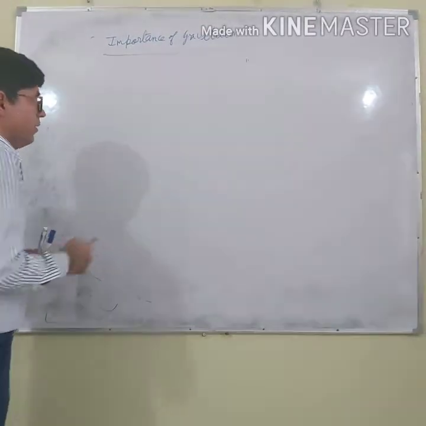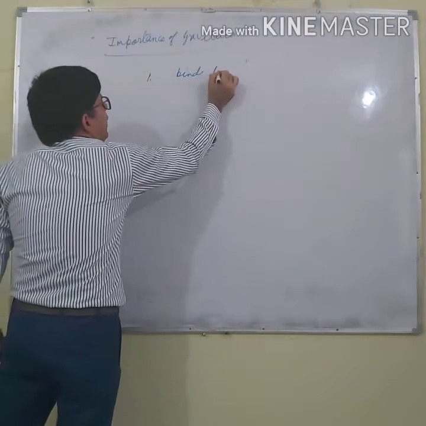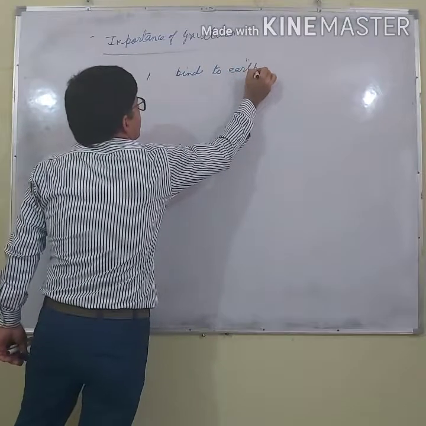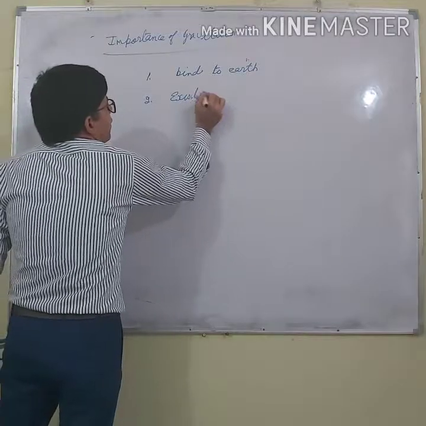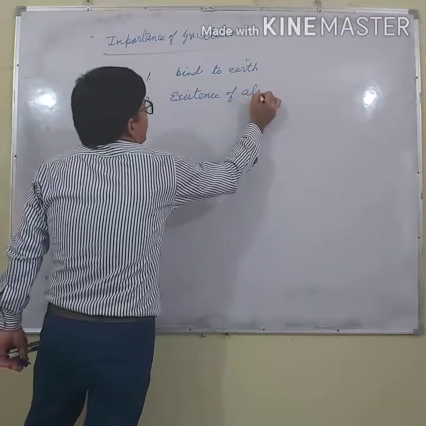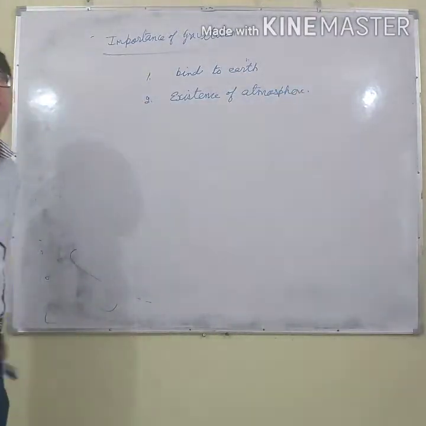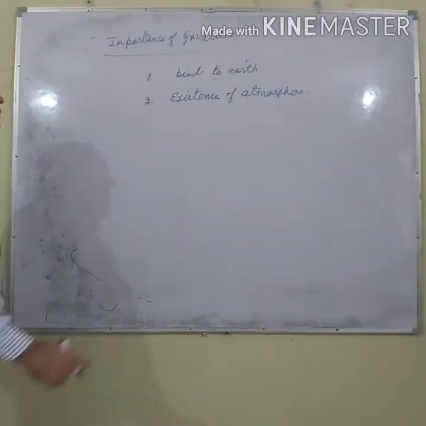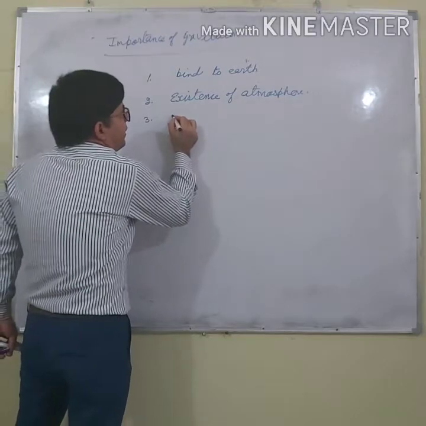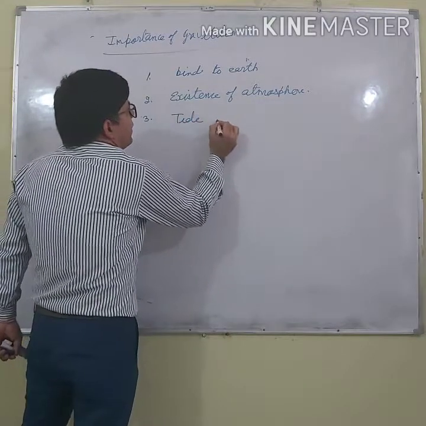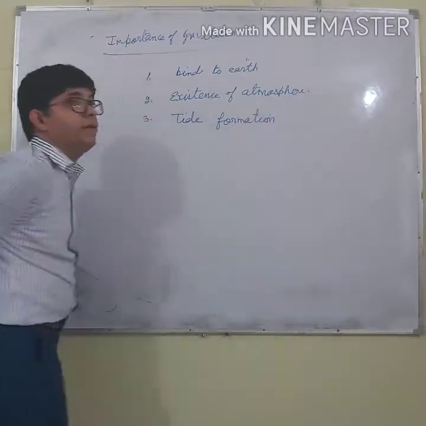So first point is, we are bound to Earth. Number 2, existence of atmosphere on a planet is due to gravitational force between the planet and the atmosphere. Number 3, tides. Tide formation can be explained on the basis of gravitation.